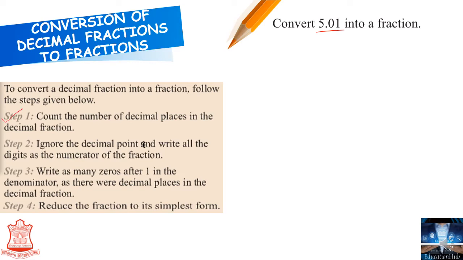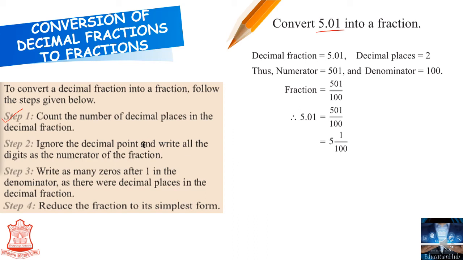Step 1 is count the number of decimal places in the decimal fractions. That means first हमें decimal places count करने पड़ेंगे कितने decimal places हैं. Decimal fraction हमें क्या given है 5.01. इसके अंदर decimal places कितनी है, that is 0 and 1. So we have two decimal places, that is 0 and 1.